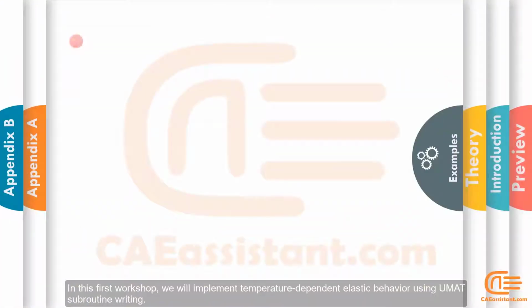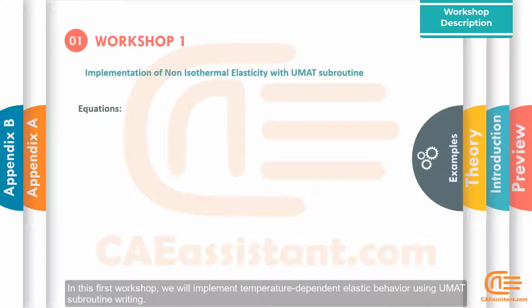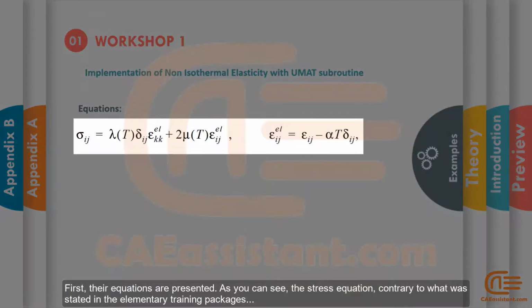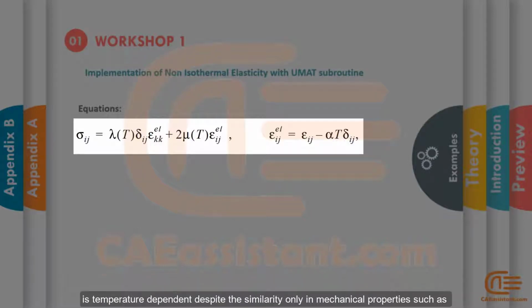In this first workshop, we will implement temperature-dependent elastic behavior using UMAT subroutine writing. First, their equations are presented. As you can see, the stress equation, contrary to what was stated in the elementary training packages, is temperature-dependent, despite the similarity, only in mechanical properties such as lambda and mu that are temperature dependent.